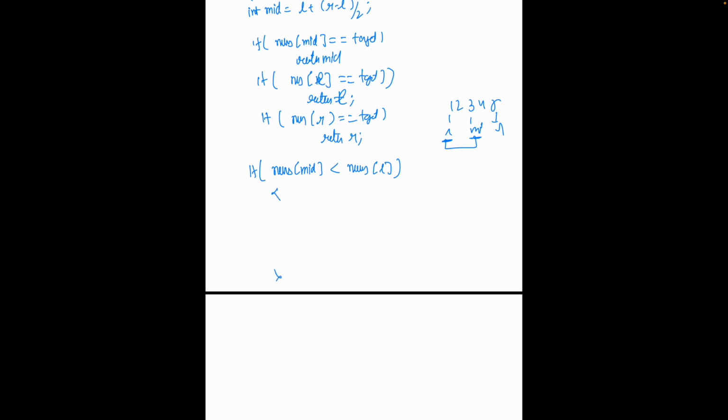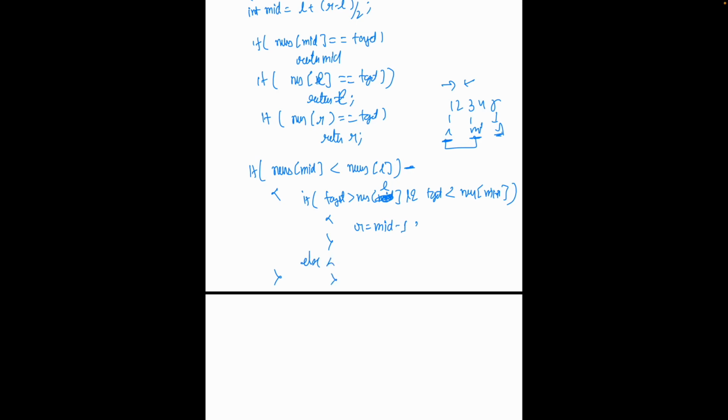So what we're gonna do, check if target is greater than nums of L and target is smaller than nums of mid. Once we figure out that this is a sorted array, if target is bigger than this and target is smaller than this, then we're going to move this right part to here. So right becomes mid minus 1.